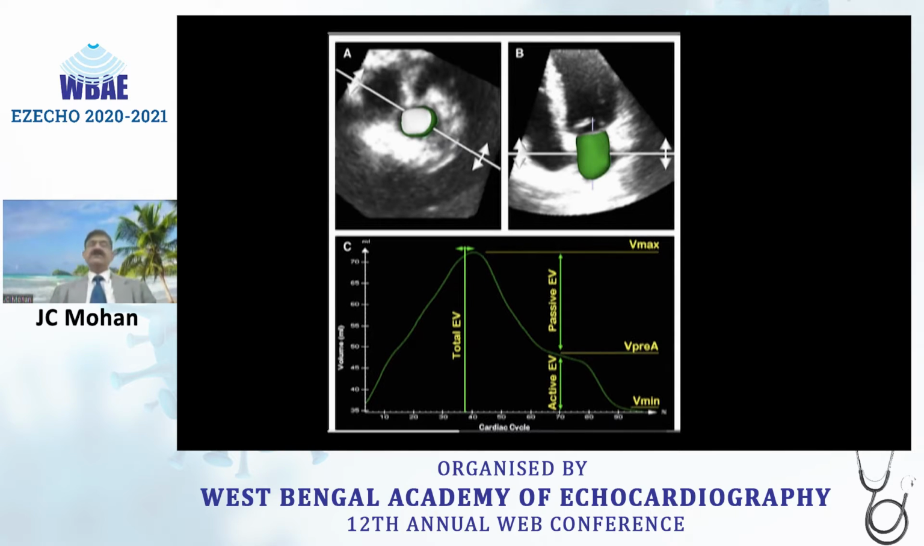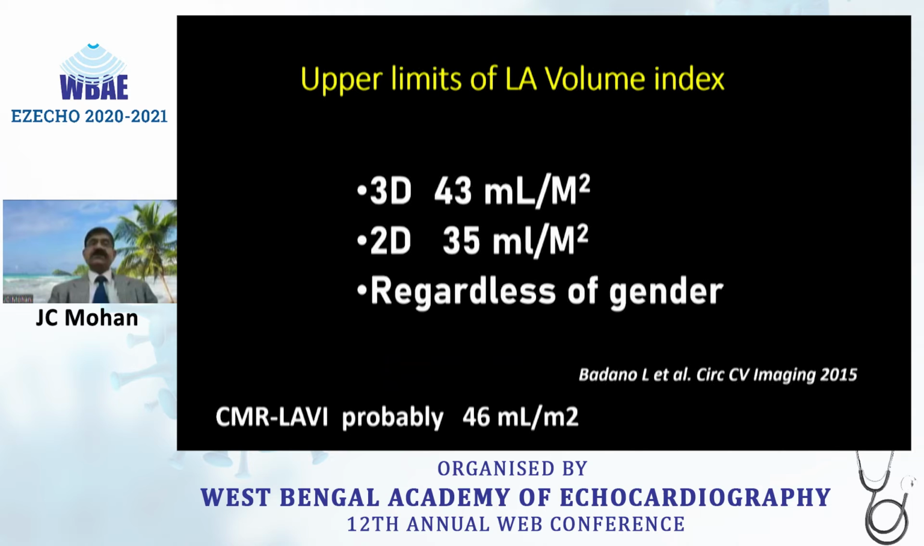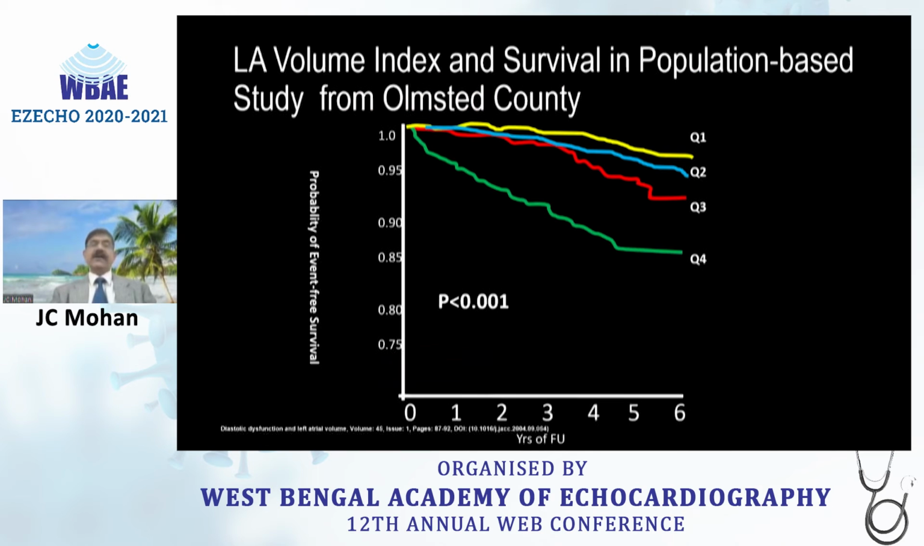and better understand the left atrial function. Luigi Badano and colleagues have recently studied the left atrial volume index and left atrial function in healthy individuals, and they have given the 3D upper reference limit of 43 ml per meter square, 2D 35 ml per meter square, regardless of gender, clearly telling us that the volumes are higher by 3D, even though 3D volumes are slightly lower than that derived by cardiac MR.